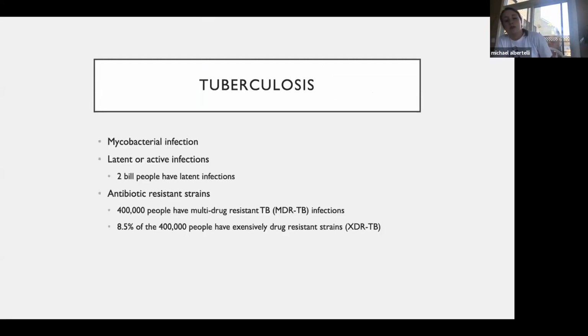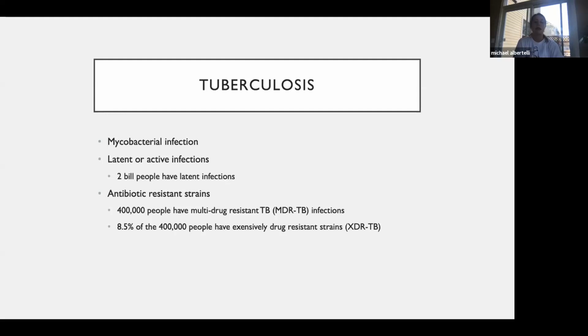So the connection with tuberculosis is a mycobacterial infection. There are multiple types of infections. It can be latent or active. An active infection means you're contagious and showing symptoms, and latent basically means that the bacteria is inactive in your body. About 2 billion people have latent infections, and because of that, they end up being exposed to antibiotics, and that leads to antibiotic-resistant strains.